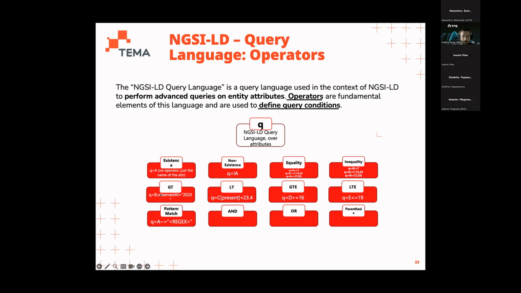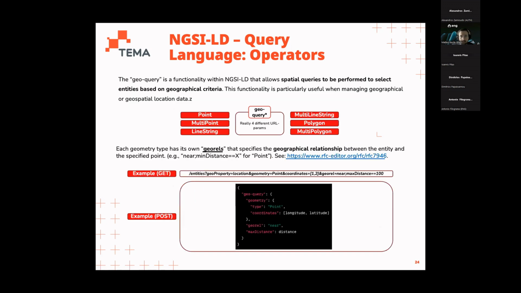Also here you see the example that I gave before. In this case, when the observedAt property is greater than 2023. In this case, less than 23.4, and so on. We can filter the data, the entities. But also the query language.